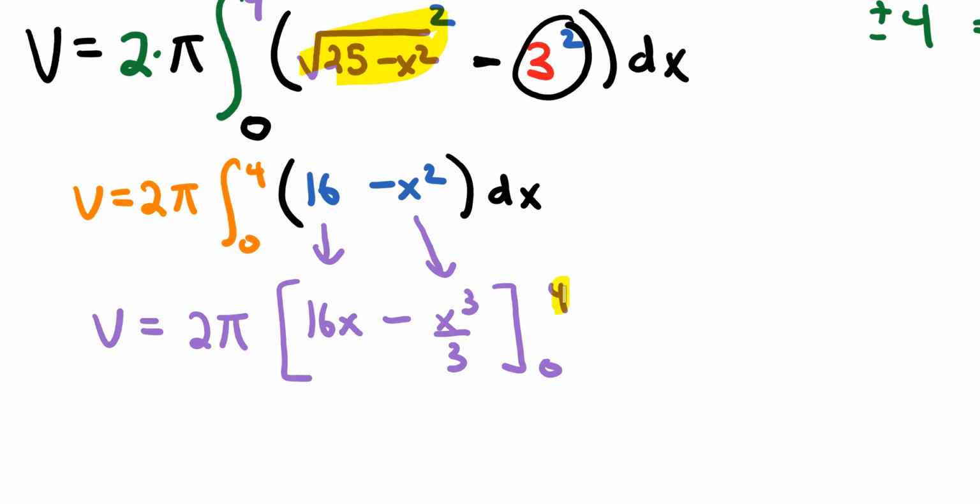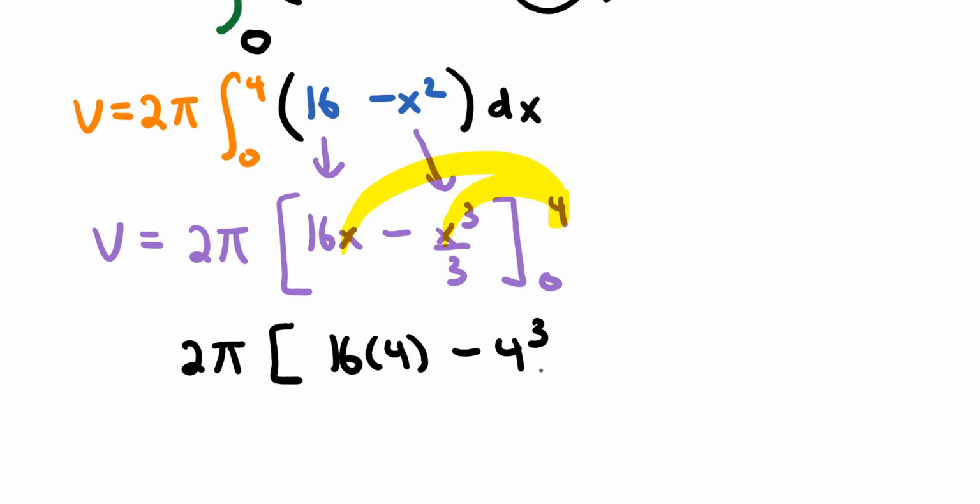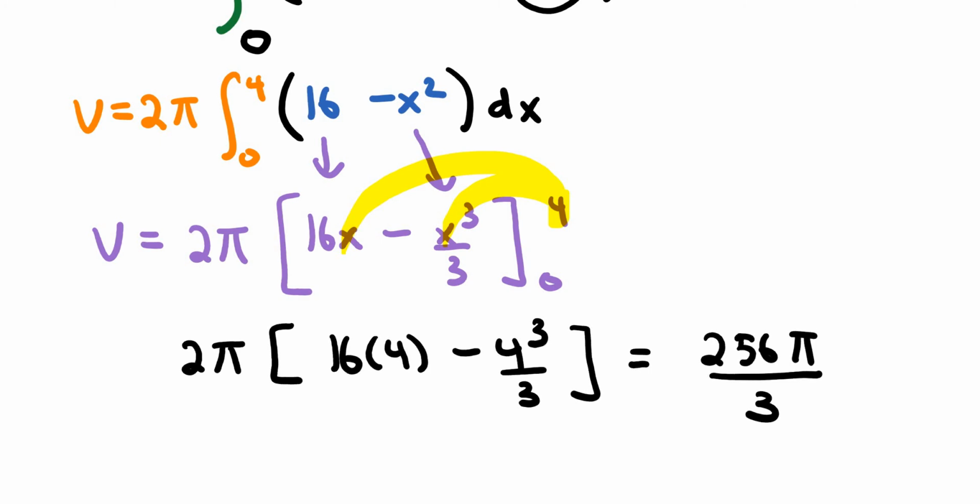All right, so if I apply the fundamental theorem of calculus here, I just insert the 4's now. So if I keep on going here, that's going to be 2 pi bracket 16 times 4 minus 4 to the power of 3 divided by 3. And if you do all the math there and figure this out, I believe that's going to be 256 pi divided by 3. Okay, so that's the numerical answer.